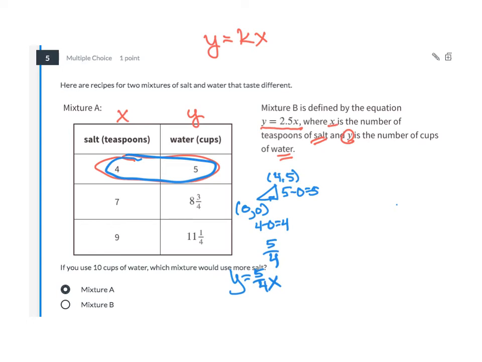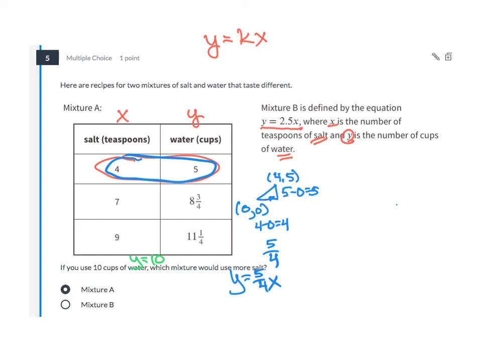Then they want us to answer the questions. If you have 10 cups of water, which mixture should be used for salt? We have water. Let's think. Okay, what value was the water? Is it the x or is it the y? So up here on our graph, we have it as water is our y. So we are going to take that 10. So 10 is our y. And we're going to take that and put it into both equations and solve for x.